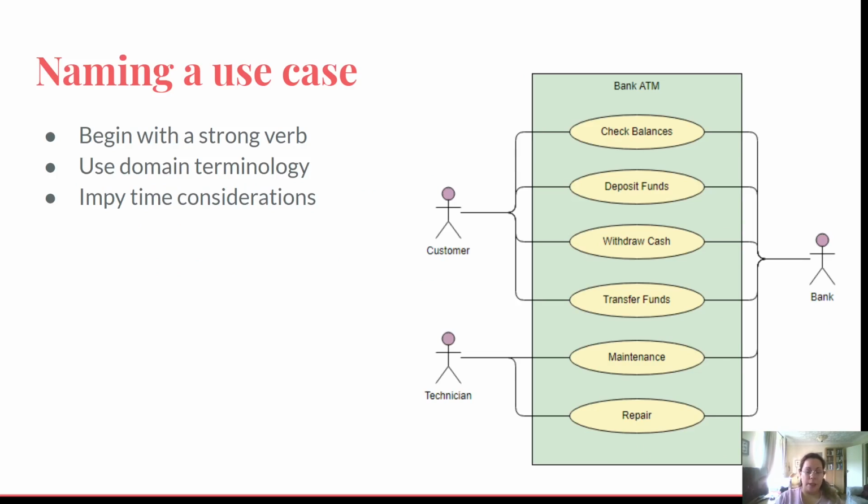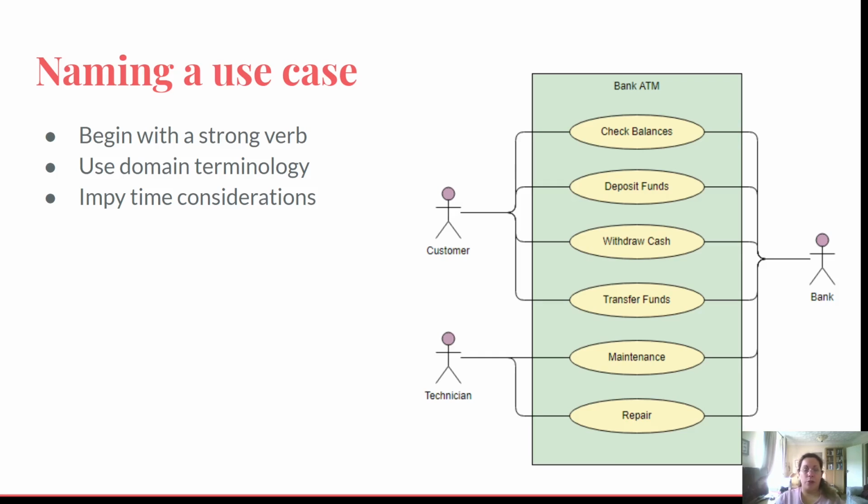Typical names in a use case begin with a strong verb: check balances, withdraw cash. Please avoid abstract verbs like process, performing, doing. This can cause a lot of confusion between yourself as a software developer and the stakeholder or your client. It is very easy to withdraw cash. It is weird to perform a transaction to withdraw cash.